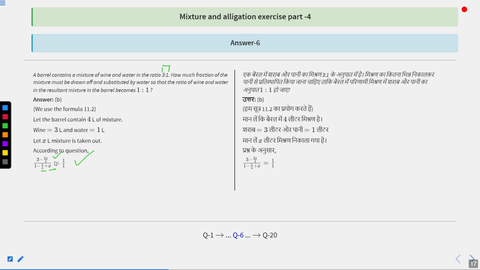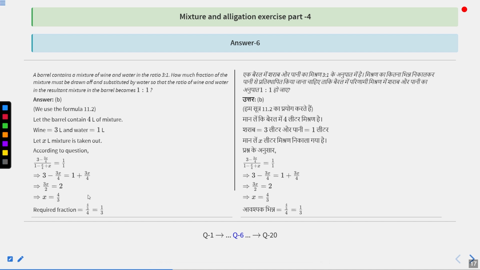So 1 upon 1. Now we can compare it and calculate the value of x. When we compare it, we get the value of x, which is 4 by 3. So what will be the required fraction? 4 by 3 upon 4, total is 4. So it will become 1 by 3. B is the correct answer.